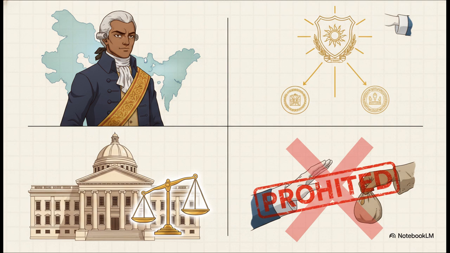So, what did it actually do? Well, 4 big things you need to remember. First, it created the super powerful role of Governor General of Bengal. Warren Hastings was the first guy. Second, it centralized power by making Madras and Bombay report to Bengal. Third, it set up a Supreme Court in Calcutta, adding a whole new layer of legal oversight.